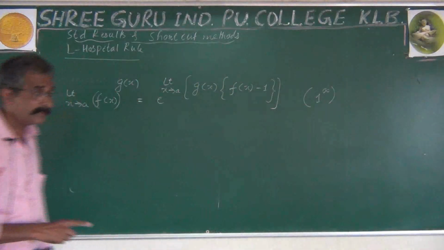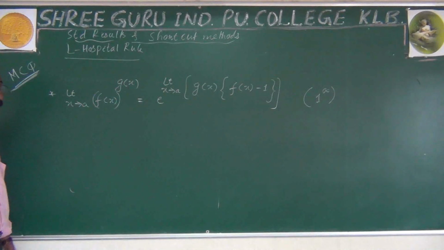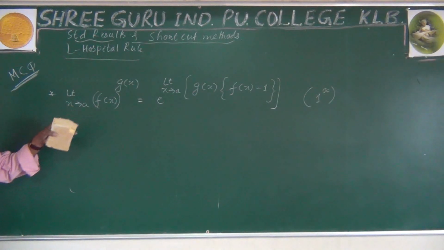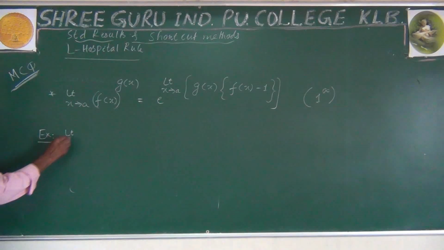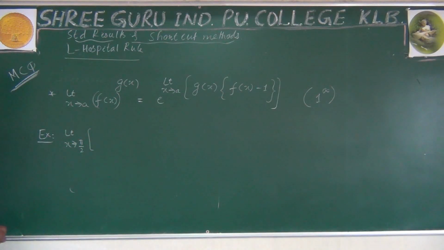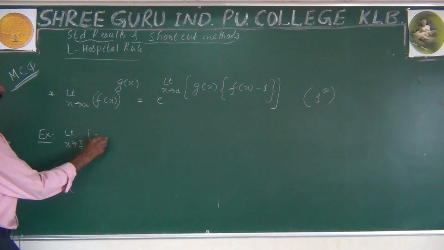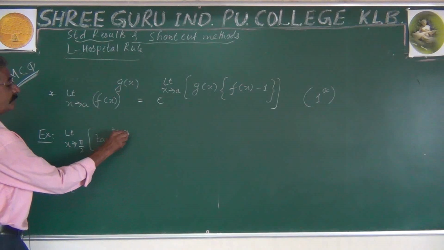If our function is tending to an indeterminate form like 1 power infinity, this method is very useful. For example, let's see how this formula will be applied in this kind of problem. For example, write limit as x tends to pi by 2, tan 2x to the power of tan x.